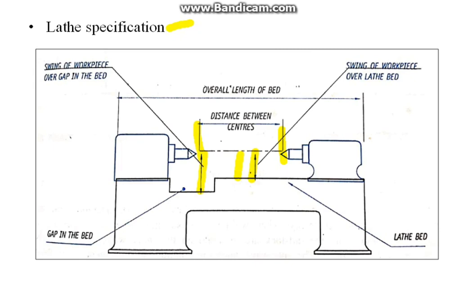Next, overall length of the bed. It is the space occupied by the lathe machine. Last one is the maximum diameter of the headstock. Here, the diameter of the headstock is shown. It is the maximum diameter of the workpiece that can be passed through the headstock spindle hole. These are the specifications of the lathe.